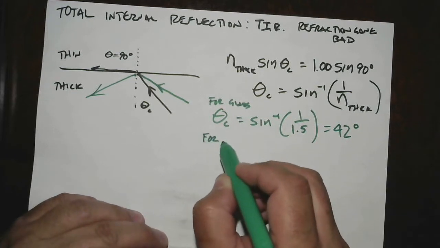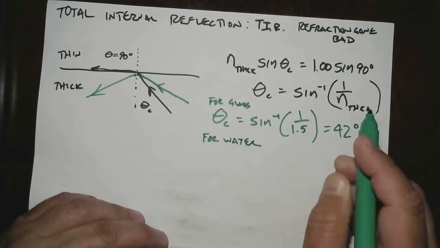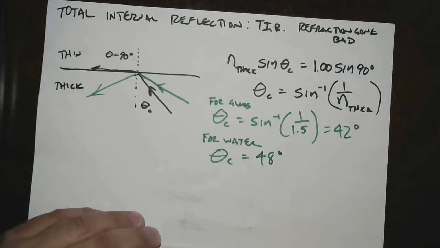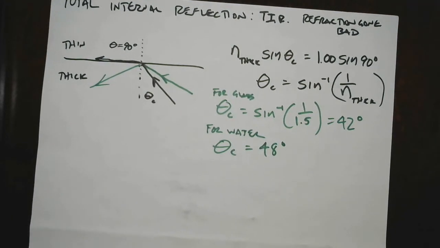For water, the critical angle is about 48 degrees. And so what that means is if there is light inside of a glass of water, it won't be able to get out if it tries to leave at an angle greater than 48.